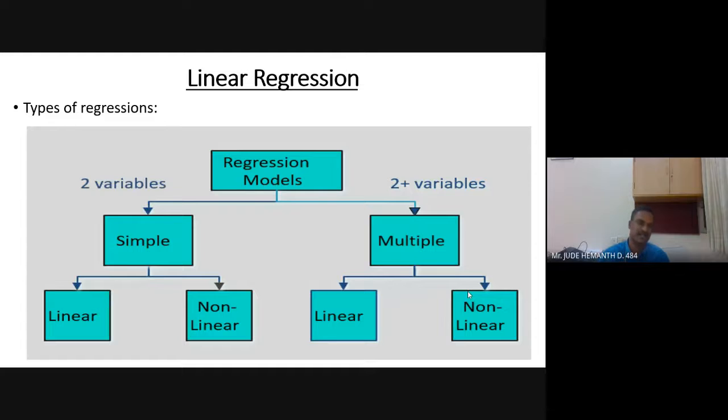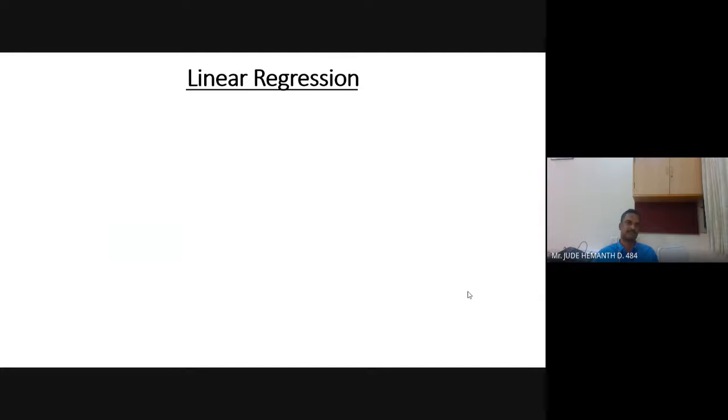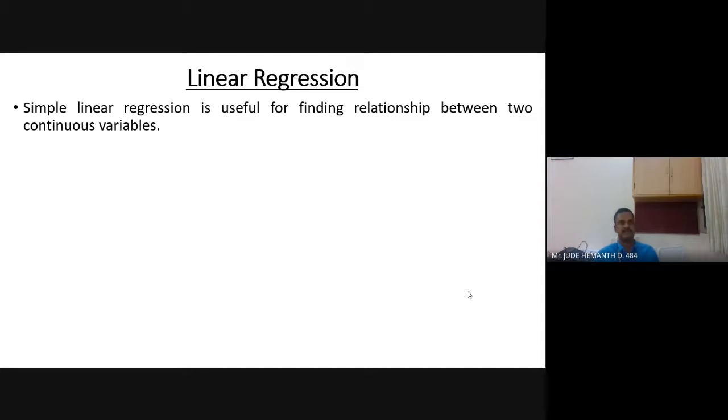That's why we have a classification like this based on the number of variables. Here in our graph, I have given you two variables, right? One input and one output. The same way, you can have a multi-dimensional space also. You can have many inputs and one output also. And we are going to concentrate only on linear regression models. So simple linear regression. Simple means two variables and linear.